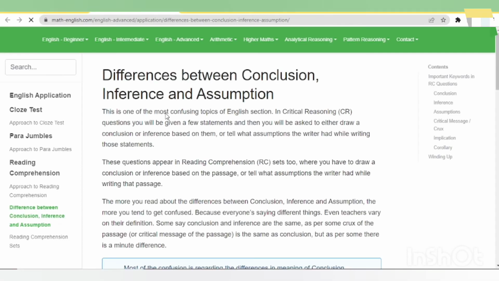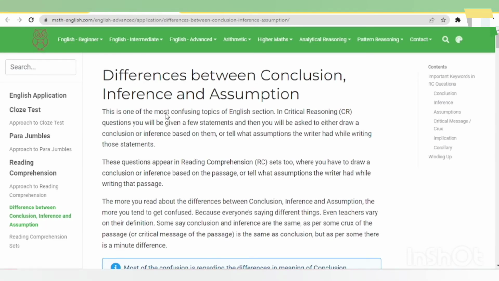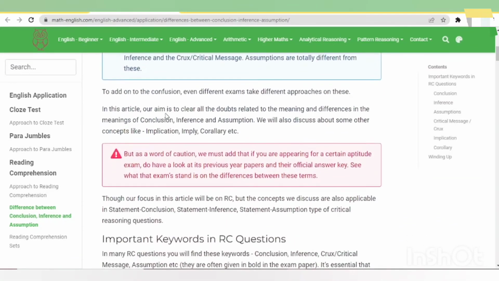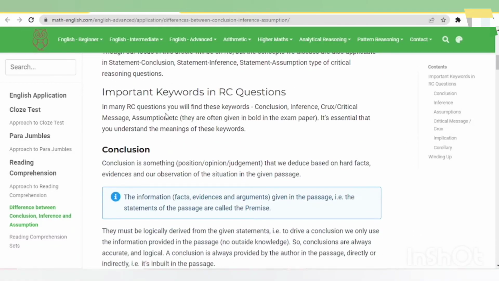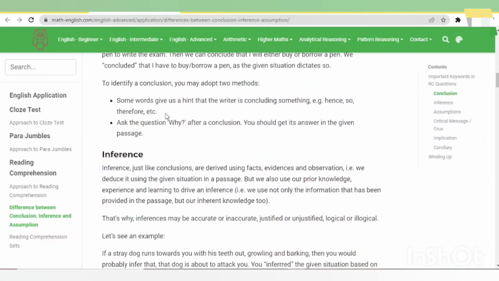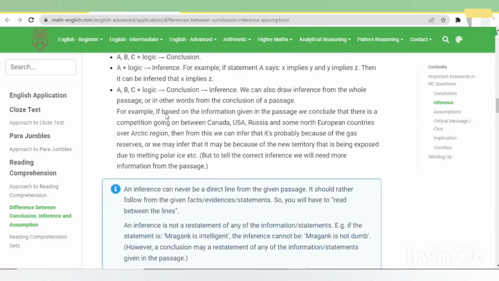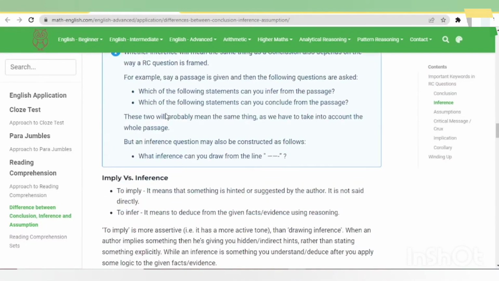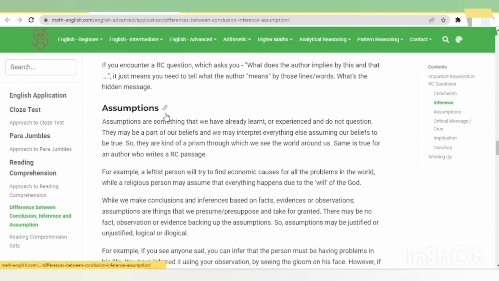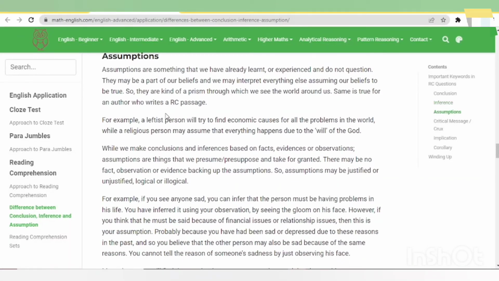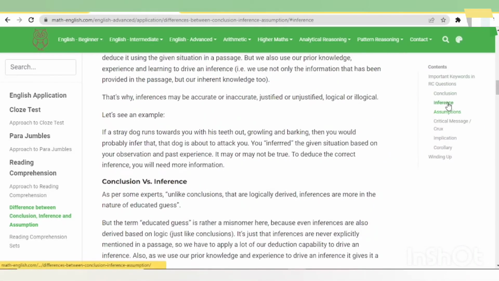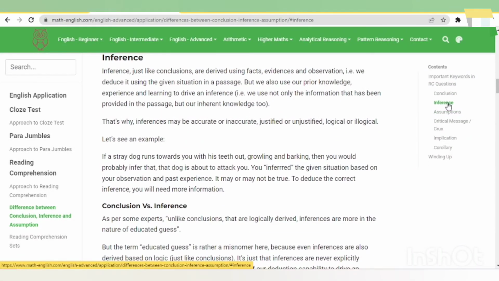So here I am going to give you the chance to read. I'm not going to go over everything, but it's really good. It gives you the difference between a conclusion, an assumption, an inference, sorry, and such. I feel like this is very helpful, so be sure to check this out. But what I want to pinpoint here is this example, right?